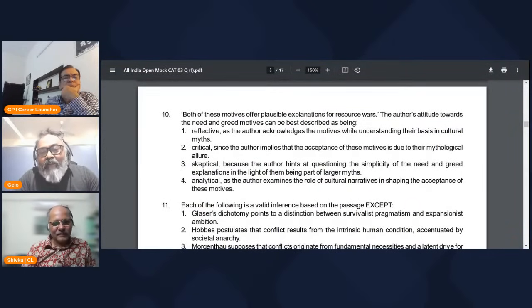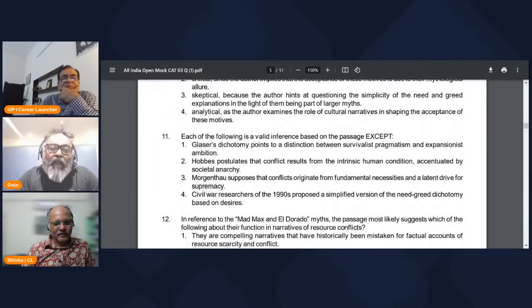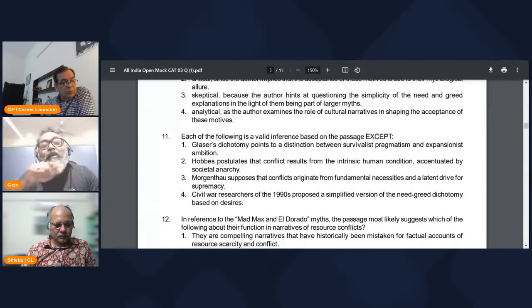And the next one, question 11. I think people would have fallen for option number 2, because it was kind of disguised. But option number 4 was actually very easy to pick up. Civil War researchers in 1990 proposed a simplified version. The option never says that out of the need greed dichotomy, four dichotomies are given: one of Hobbes, one of Glaser, one of Morgenthau, one of the Civil War researchers. Out of the four, the passage never says only one had the simplified version. What the passage said is that all of these were simplified. All 4, everything was a simplification. So it was sort of painful.